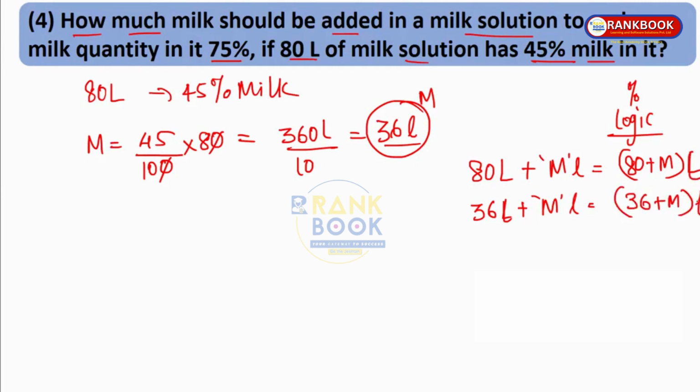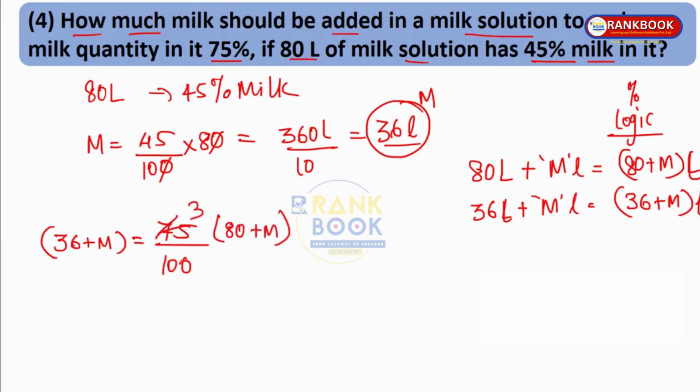Okay, this is in liters. Now what they have given is that when we add some milk into it, how much milk should we add? When we add m liters of milk, the milk quantity becomes 75%. So the milk quantity we already know is 36 plus m liters. It is nothing but 75% of the solution. What is the new solution amount? It is nothing but 80 plus m.